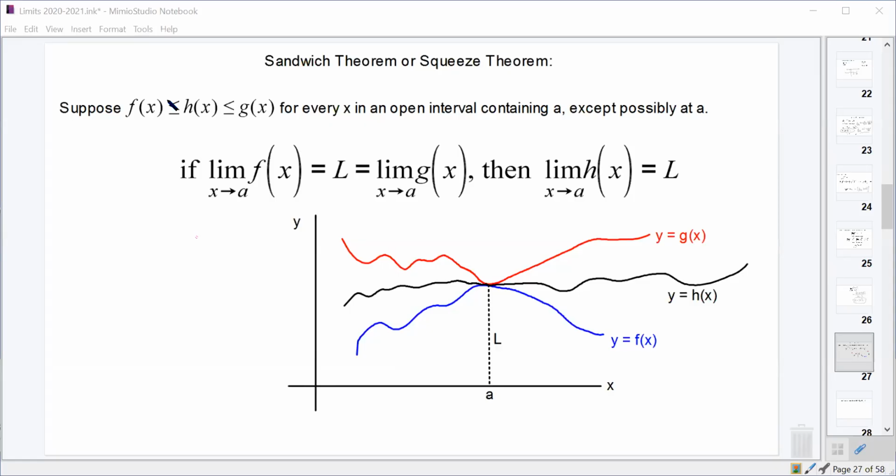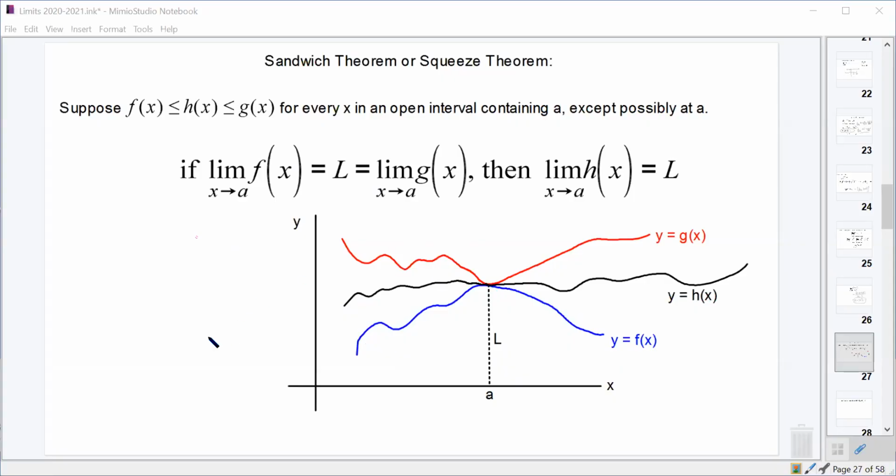So the Sandwich Theorem says that if I have one function, and we're going to call it h of x, that is sandwiched between two other functions, f and g. Okay? So note in the picture, we've got h is sandwiched between f and g, right? As in h is always less than or equal to g and always greater than or equal to f. And if we know that the limit as x approaches some value a of f of x is equal to the limit as x approaches a of some other function g of x, the one that's above, then that means that the limit as x approaches a of the one that is sandwiched between them has to have the same limit.